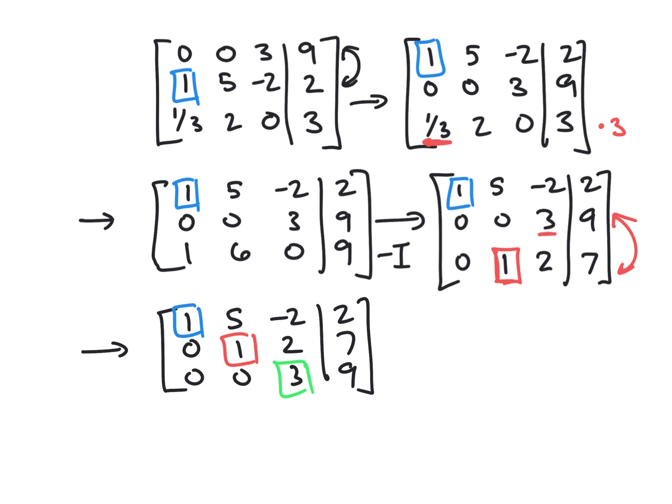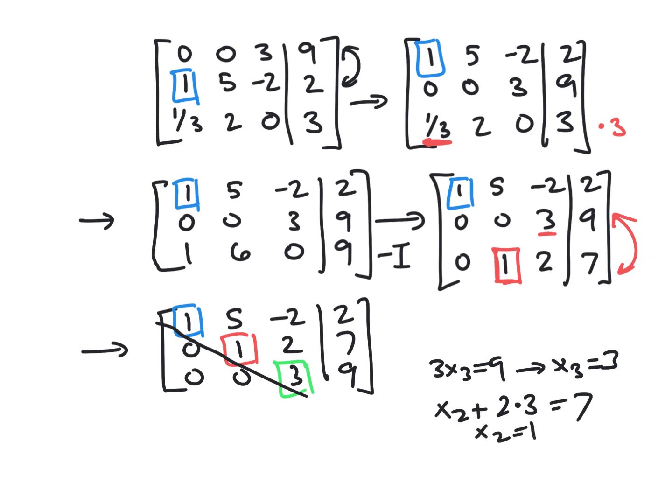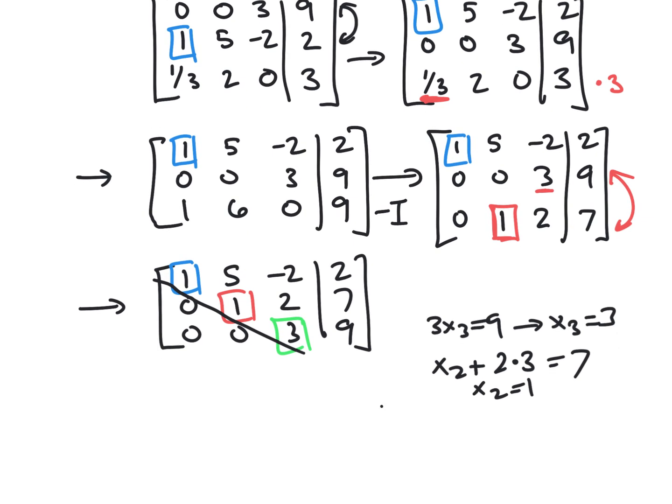And now we can just do that back substitution, right? We have this nice kind of triangular thing going on. So we have 3x3 is 9. So x3 is 3. And then we have x2 plus 2 times x3, which is 3, equals 7. Well, that's 6, so that means x2 is 1. And then finally, x1 plus 5 times 1 is 5, minus 2 times 3, so plus 5 minus 6 equals 2, and so we just add the 1 over, and x1 is going to be 3.